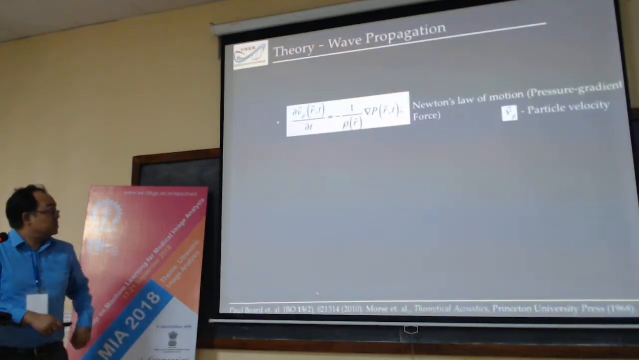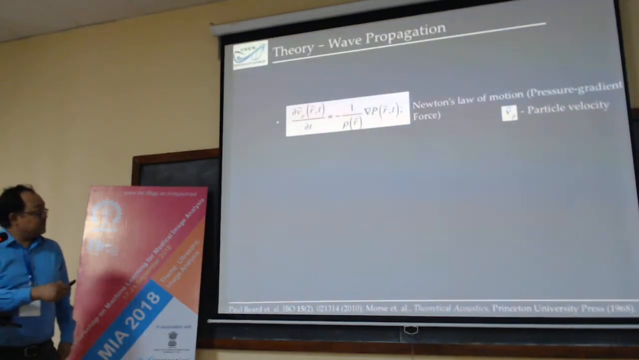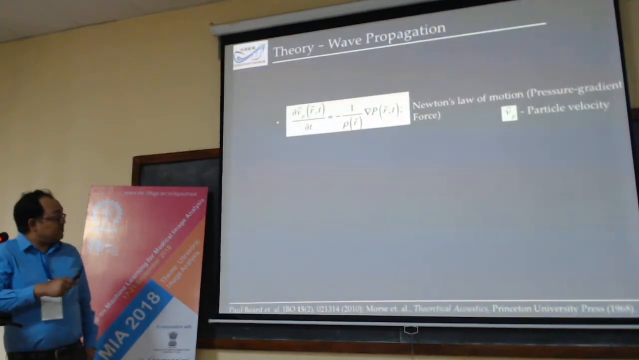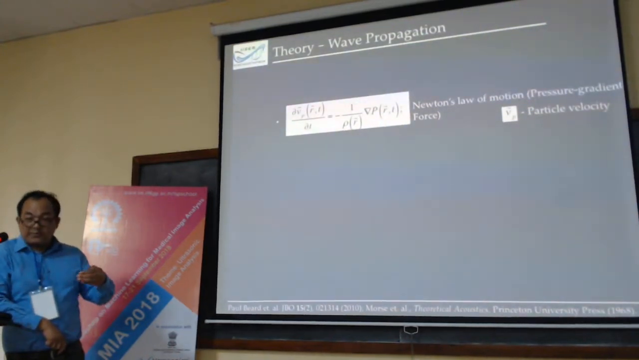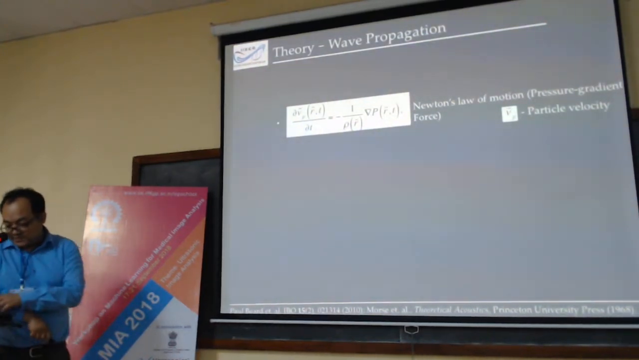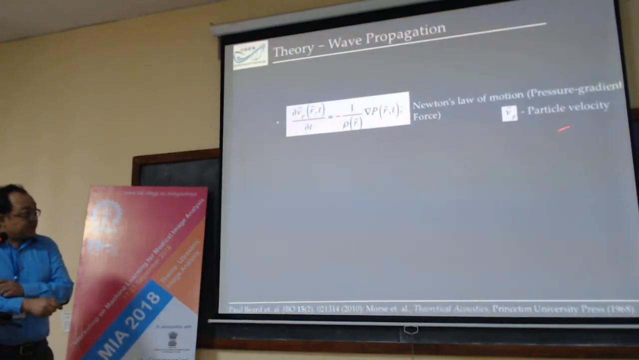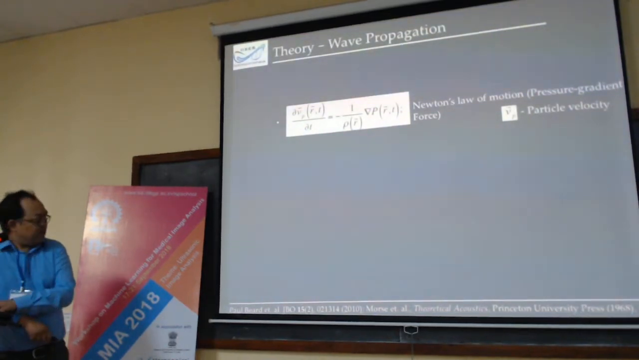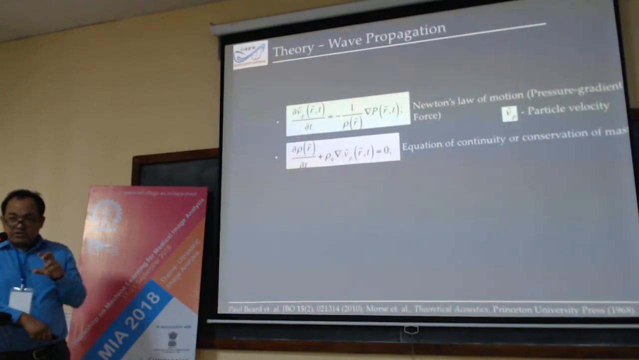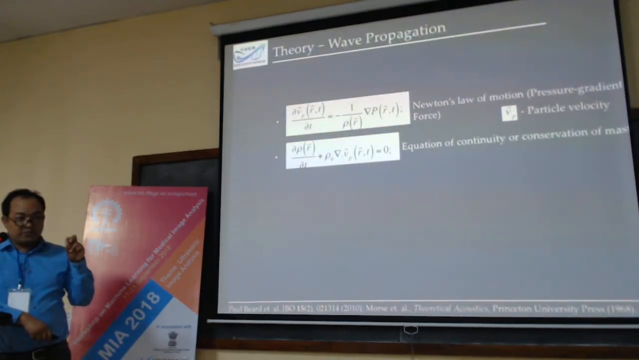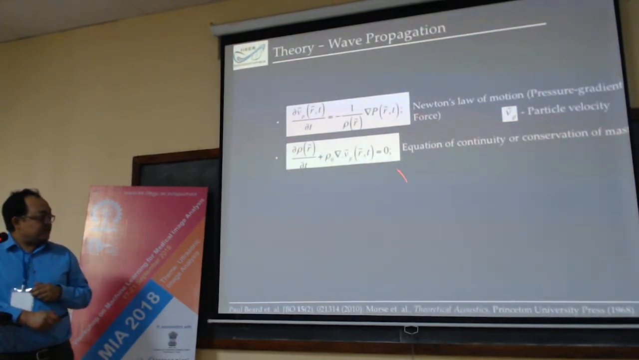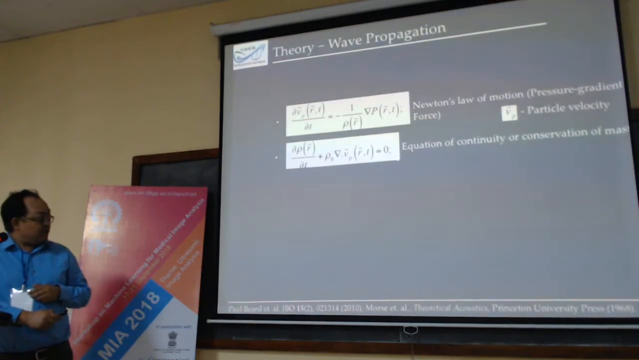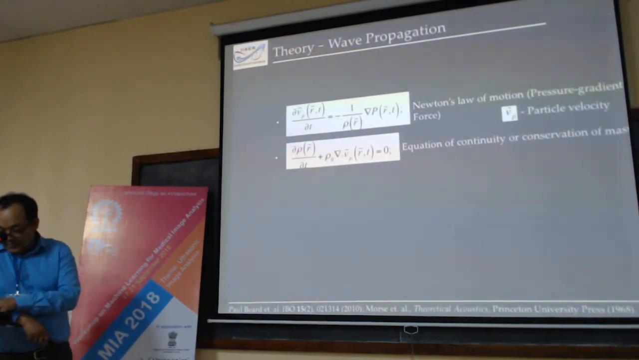pressure level. So this is the first order differential equation that governs the flow of the momentum due to the pressure gradient force. Because of the pressure gradient force, it tends to induce the movement of the particles. That particle motion is controlled by the conservation of mass, or the equation of continuity.